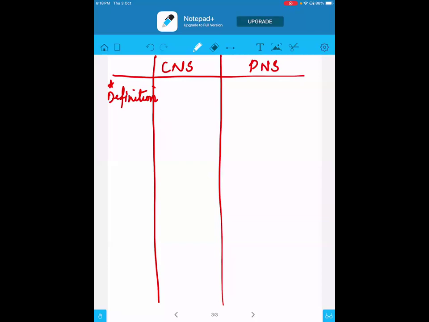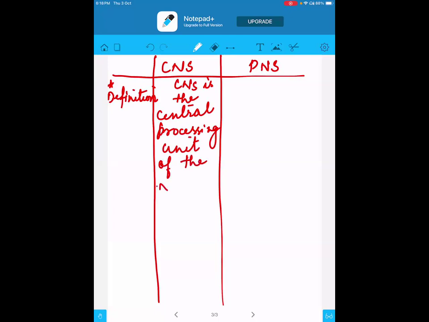So the monitor is basically some central part of it. In the same way in our body, the central nervous system, which is CNS, is the central processing unit of the nervous system. So it is the central processing nervous unit.